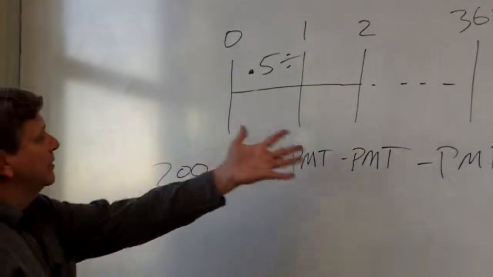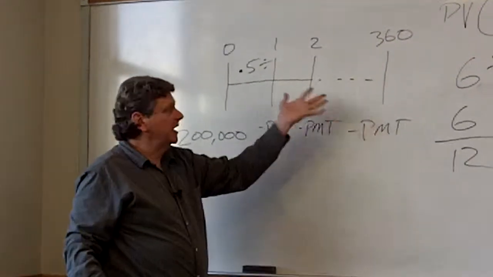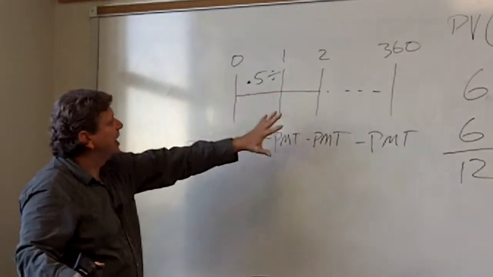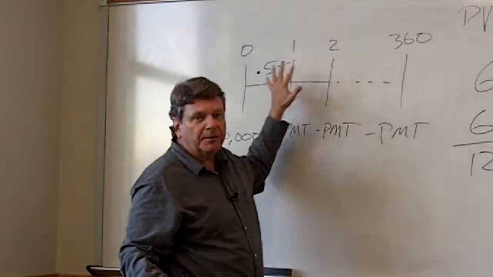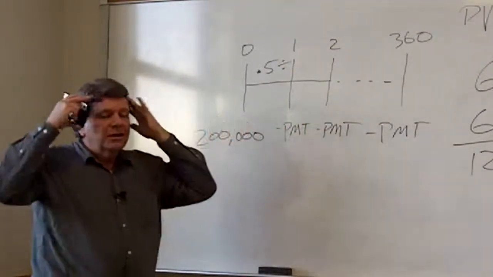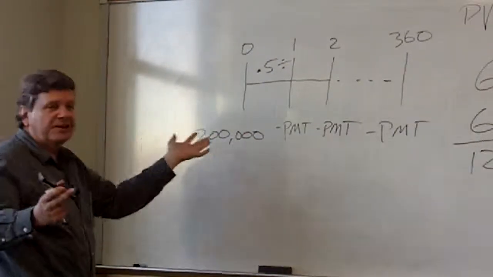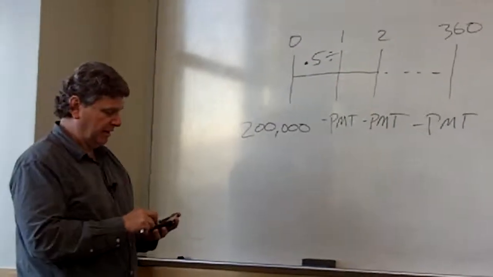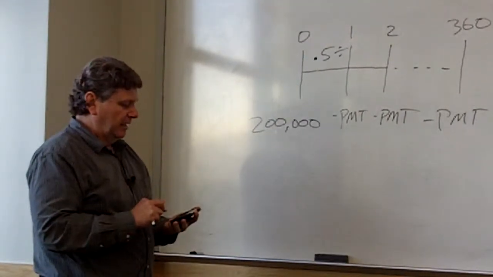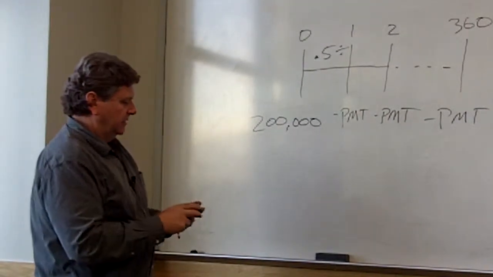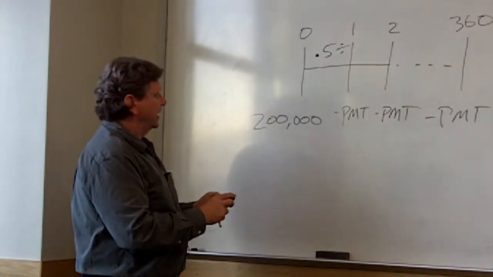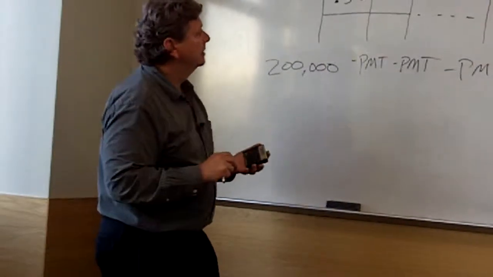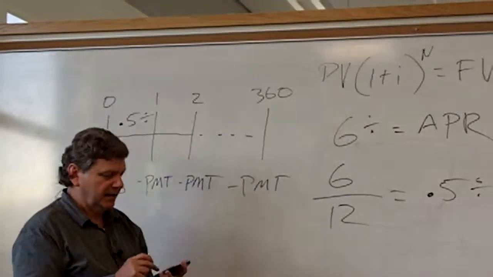Again, we've solved the problem. We've done the hard part. It's really over now. We've used the timeline to diagram the problem, and now, mindlessly, we just enter the numbers. Well, not too mindlessly. We want to make sure we get them in the right registers. Okay, 200,000. Change the sign there. That's the present value. 0.5 is I. 360 is N.